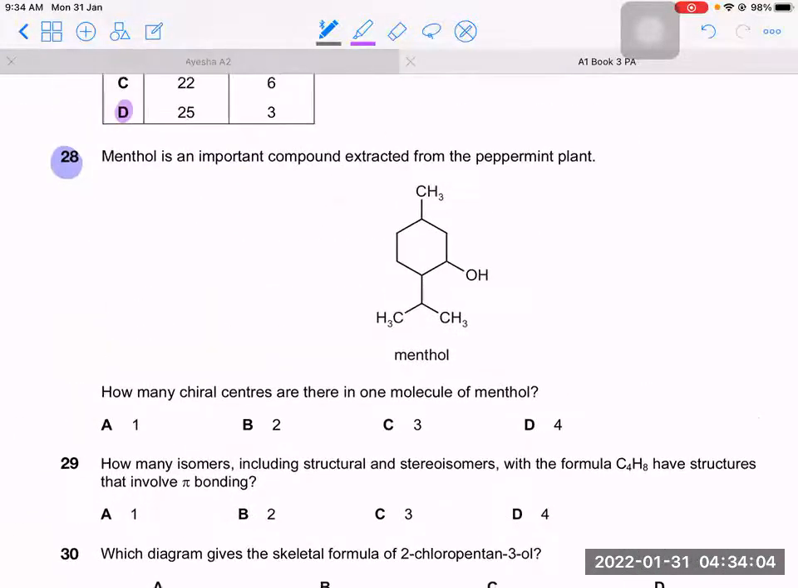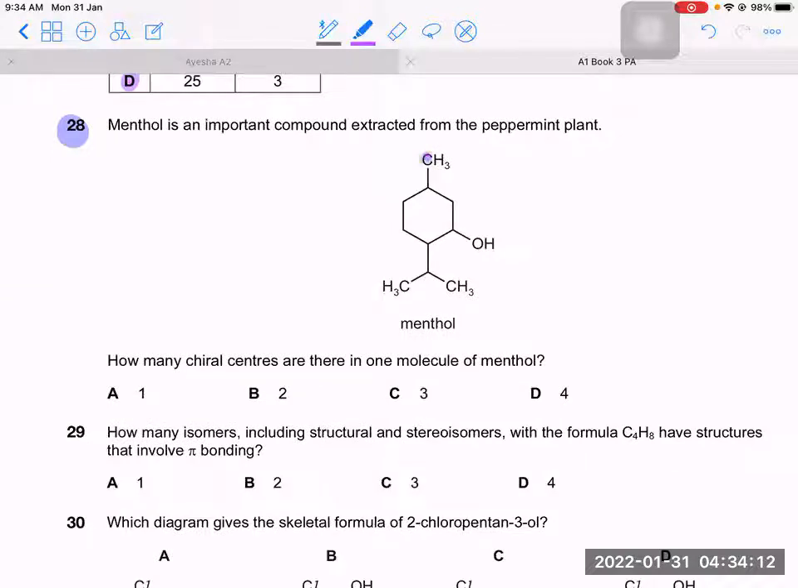Menthol is an important compound extracted from the peppermint plant. How many chiral centers are in one molecule of menthol? Can this be chiral? No. Why? 3 hydrogens. Can this be chiral? No. Why? 2 hydrogens. Can this be chiral? No. Why? 2 hydrogens. Can this be chiral? No. Why? 2 hydrogens. So you are left with this one. Can this be chiral? Maybe. Can this be chiral? No. Why? 3 hydrogens. Can this be chiral? No. Why? 3 hydrogens. Can this be chiral? No. Why? 2 CH3s. Very good.